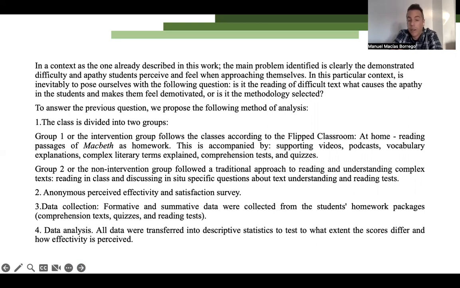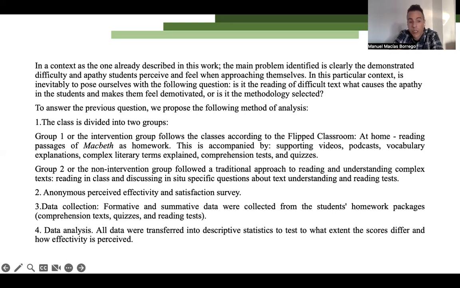First, the class is divided into two groups. Group 1, the intervention group, follows the classes according to flipped classroom: at home, reading passages of Macbeth as homework. This is accompanied by supporting videos, podcasts, vocabulary explanations, complex literary terms explained, comprehension texts, and quizzes. Group number 2, or the non-intervention group, followed a traditional approach to reading and understanding complex texts, reading in class and discussing in situ specific questions about text understanding and reading texts.